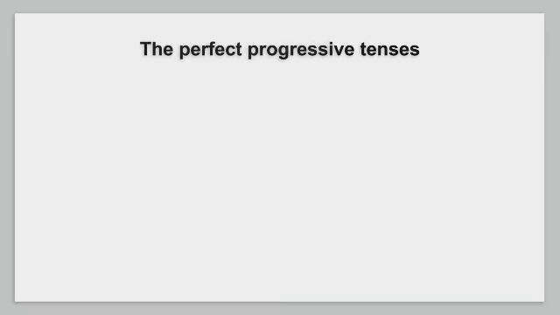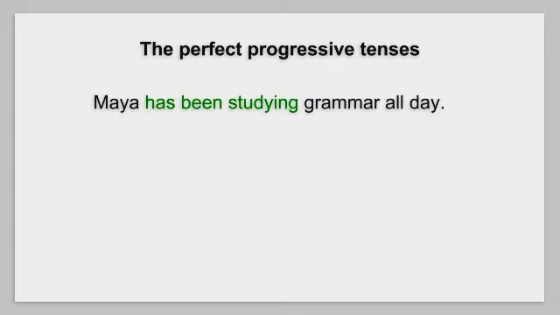And last, the perfect progressive tenses show that an action is in progress immediately before, up to, or until another time or event. The present perfect progressive shows an event began sometime before now and still continues right now. Maya has been studying grammar all day.